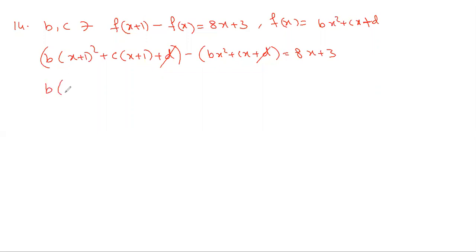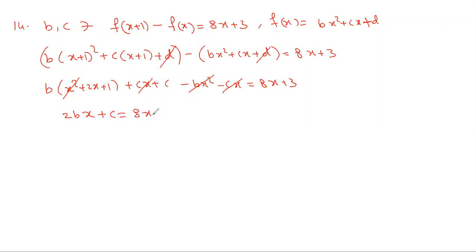If you simplify this, this is bx square plus 2x plus 1 plus cx plus c minus bx square minus cx equal to 8x plus 3. And you see this bx square and bx square get cancelled, you remain with 2b plus cx, and cx also gets cancelled. And 2b, you don't have anything to take common, directly 2bx plus c equal to 8x plus 3. So b equal to 4 and c equal to 3.